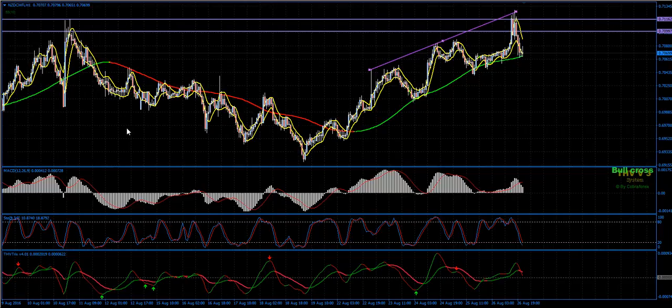But make sure you're watching CRT levels. Make sure you're watching these trend lines. And I hope you now understand how these trend lines are formed.